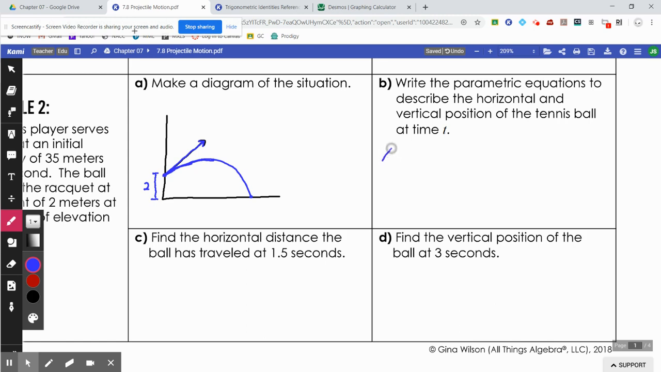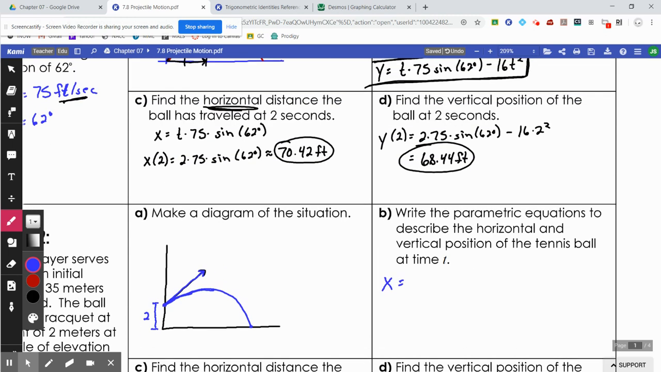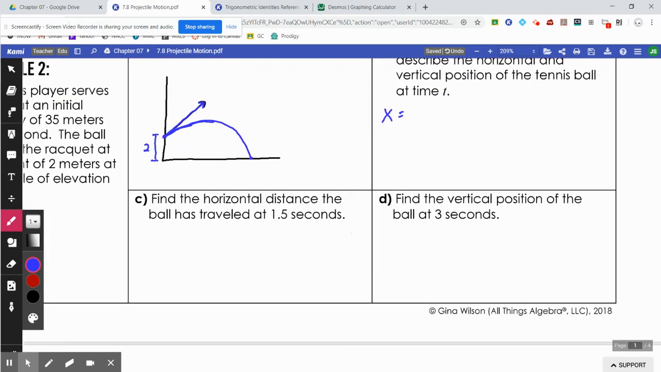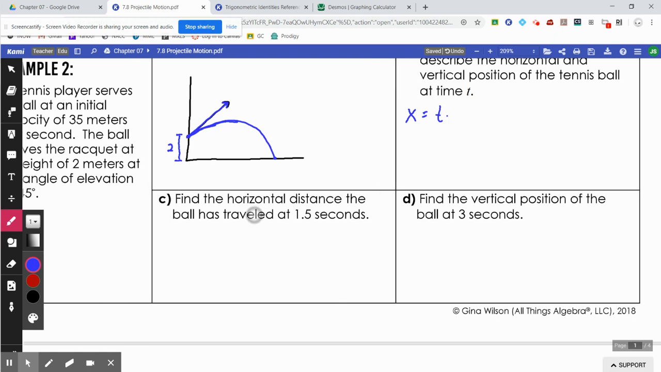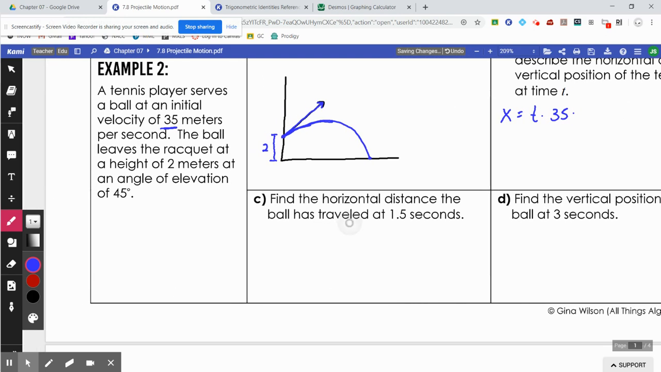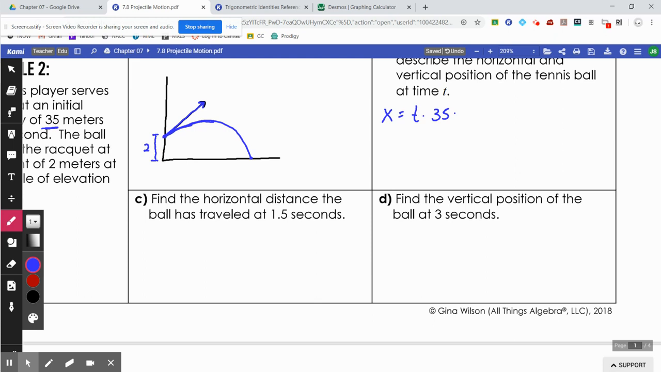And again, all we're doing is plugging in to our x equals and y equals equations. X equals t times v sub 0 times cosine of theta. So that'd be t times your initial velocity, which is right here, 35 meters per second, times the cosine of your angle. Now, we know the cosine of 45, so if we want to go ahead and put root 2 over 2, we can. So let's clean that up a little bit. That's going to be t times 35 root 2 over 2. So there's your x equation.